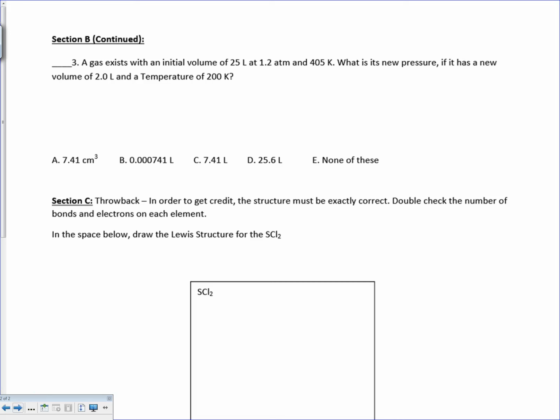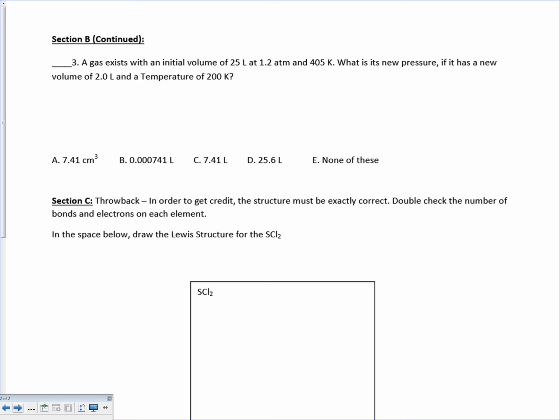On to the third problem here. There's kind of a trick to this one that I'll reveal at the end, but we'll go through and just do it as normal. It says a gas exists with an internal volume of 25 liters at 1.2 atmospheres and 405 Kelvin. What's the new pressure if it has a new volume of 2.0 liters and a temperature of 200 Kelvin?